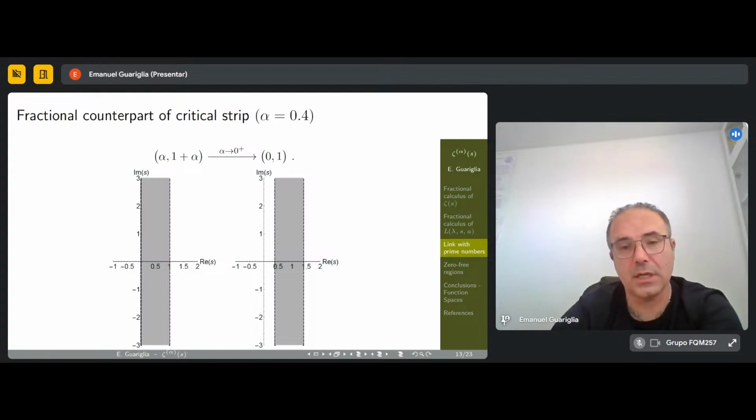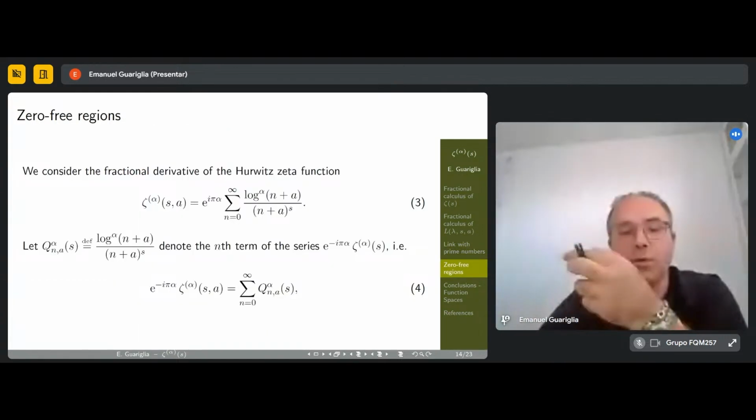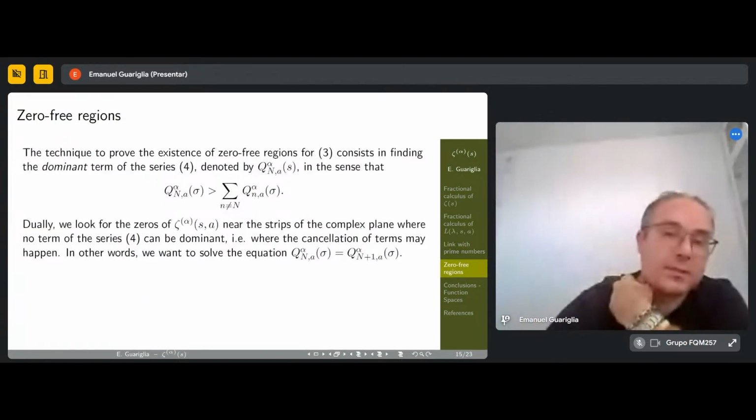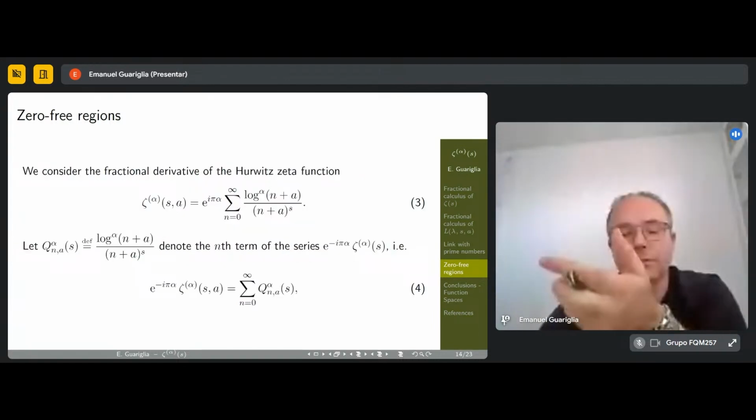Okay, so basically we have this fractional critical strip shift; there is a shift according to alpha. In the same way, we can fix zero collision. This is a technique like head and tail, and it was proposed for the first time in 2020. Okay, so here we see this for the Hurwitz zeta function.